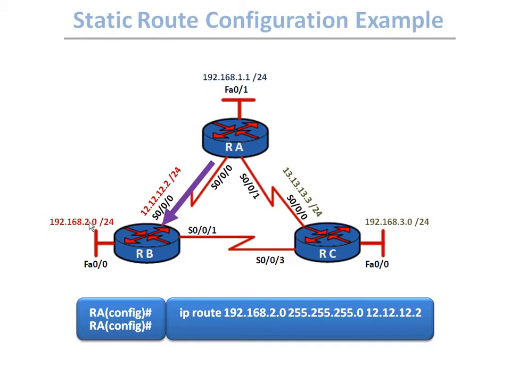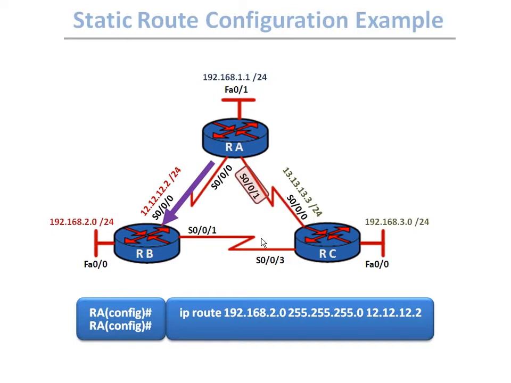192.168.2.0. We do the similar for the network 192.168.3.0, but this time let's use the interface 0/0/1 on router A as the outbound interface, because we don't know router C's IP address, even though we actually know it.